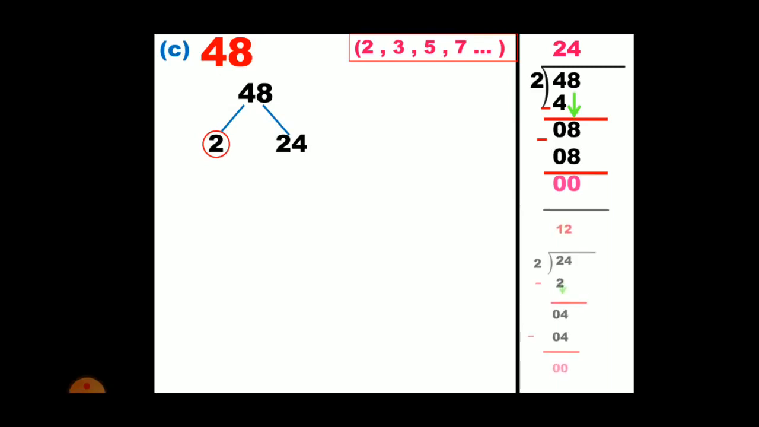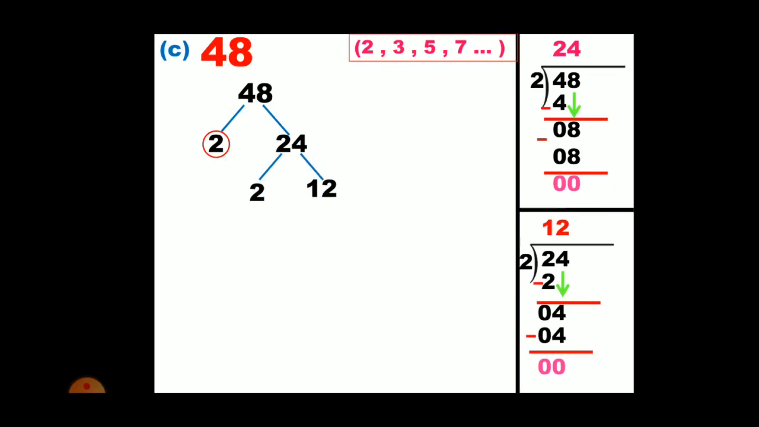Divide 24 by 2, we get 12 as quotient. So factors of 24 are 2 and 12. 2 is a prime number, so circle it, and we will split 12 now as 2 and 6. Now circle 2 and we will split 6, that is 2 threes are 6, so 2 and 3 will be our factors. 2 is also a prime number and 3 is also a prime number.